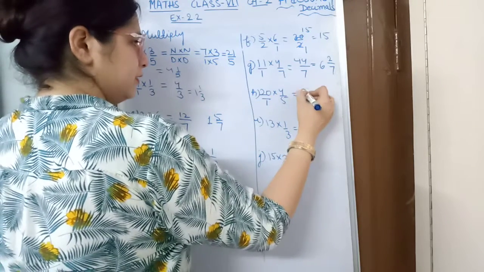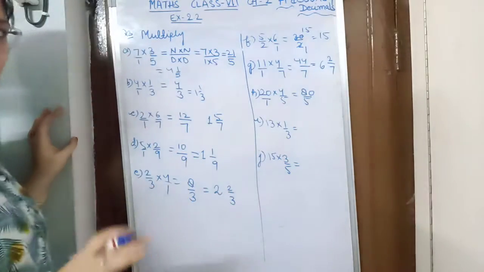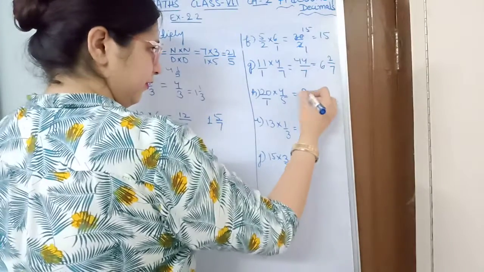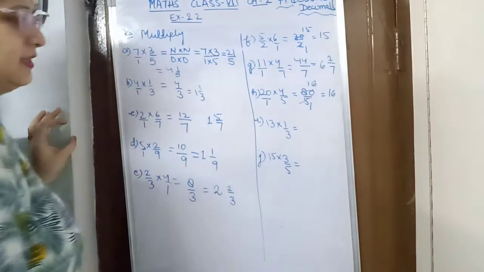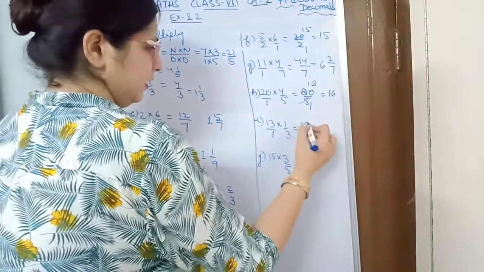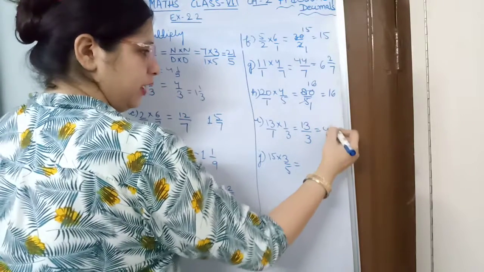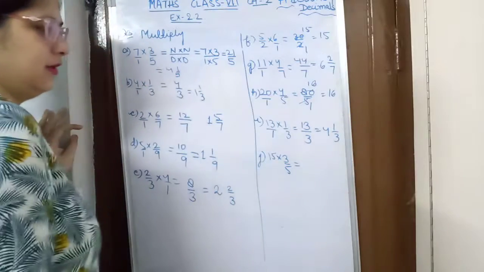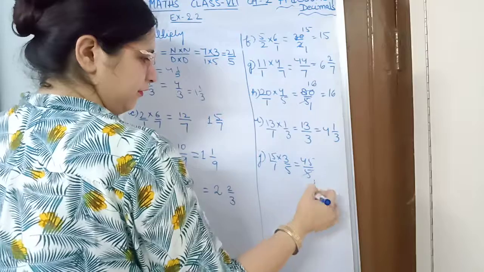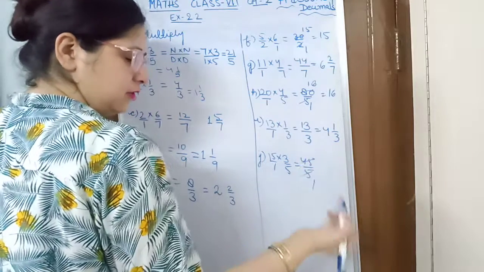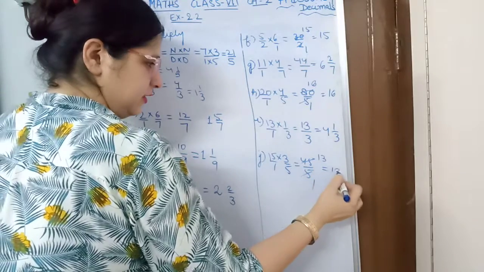20 into 4: 2 4s are 8, and 80 upon 5. Again between 80 and 5 a common factor is there. 5 1s are 5, 5 16s are 80. 16 is the answer. Now 13 1s are 13, 3 1s are 3. No common factor between 13 and 3. So 3 4s are 12 and 1 upon 3 is the answer. Now 15 3s are 45 and 5 1s are 5. A common factor is there, so we will convert into lowest terms. 5 1s are 5, 5 9s are 45. So 9 is the answer.